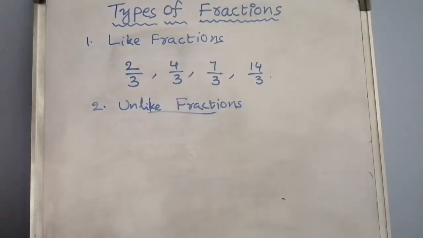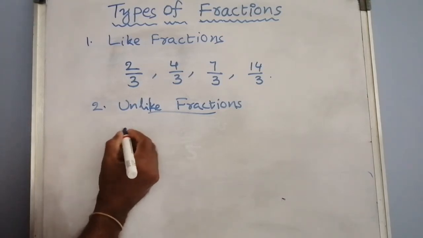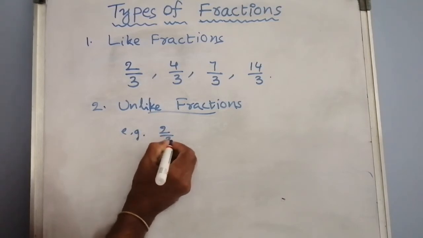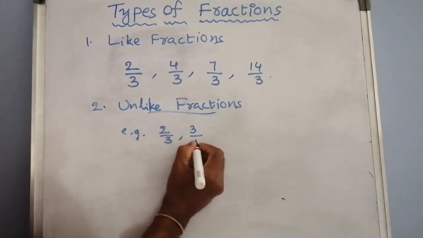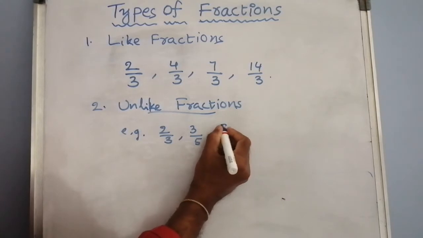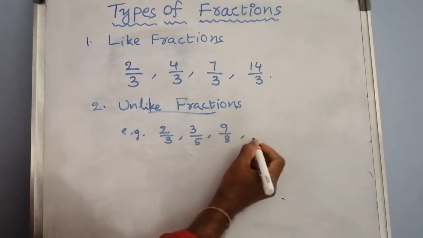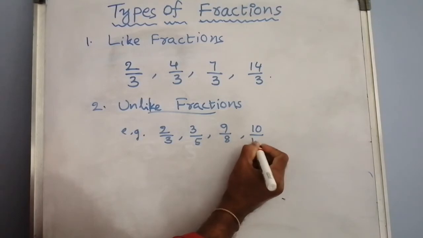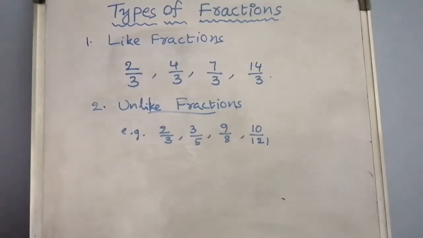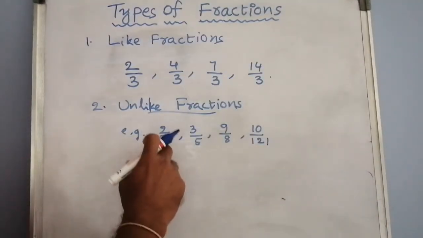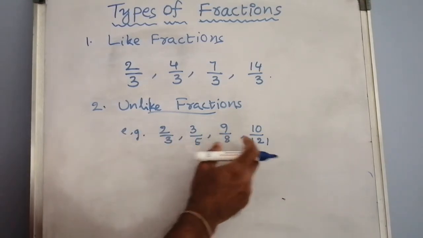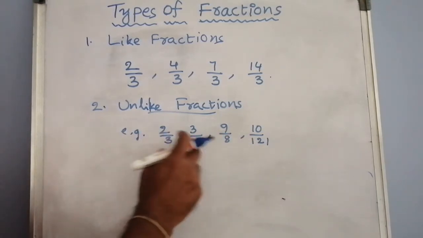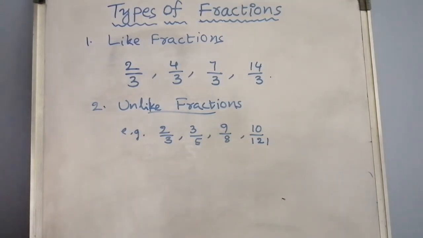Unlike fractions are very simple. The fractions which have different denominators, we call unlike fractions. Example: 2 by 3, 3 by 5, 9 by 8, 10 by 121. Here we confirm that these four fractions have different denominators. That's why we call these four fractions unlike fractions.